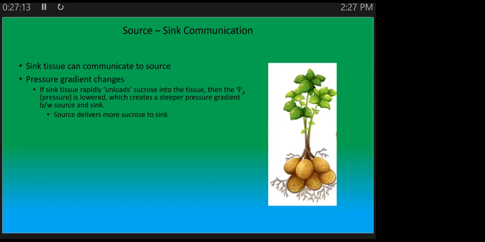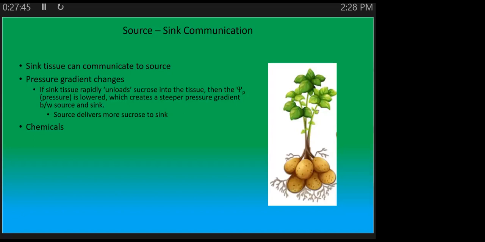Here you go. And then eventually that tuber is going to get to its mature size and go, okay, I'm doing pretty good now. I'm not going to demand as much. And then that source tissue will perhaps divert its sugar to a different sink that has a stronger sink strength. So that pressure gradient is a pretty straightforward way of communicating that to the source.